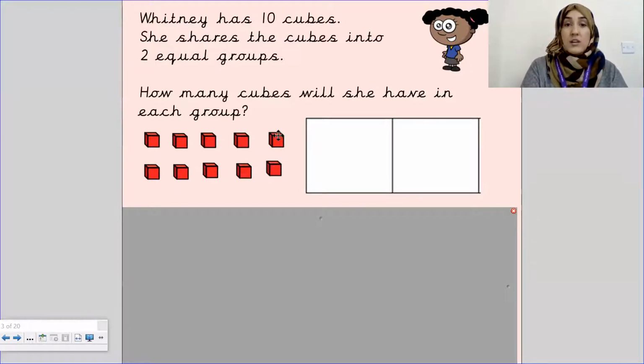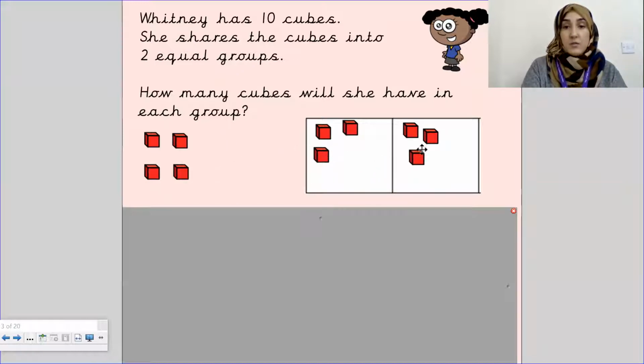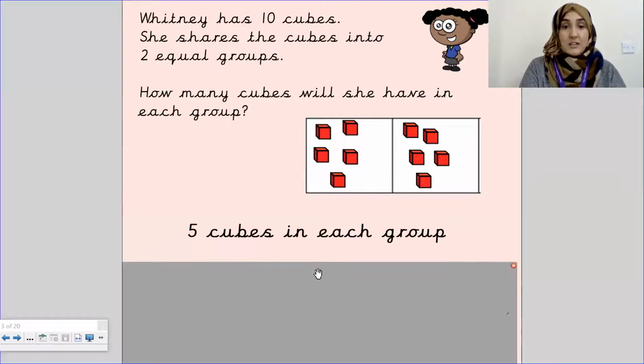So let's share equally. Remember, when we share, we do one at a time. 1 for you, 1 for you, 1 for you, 1 for you, 1 for you, and so on. So there are 5 cubes in each group.